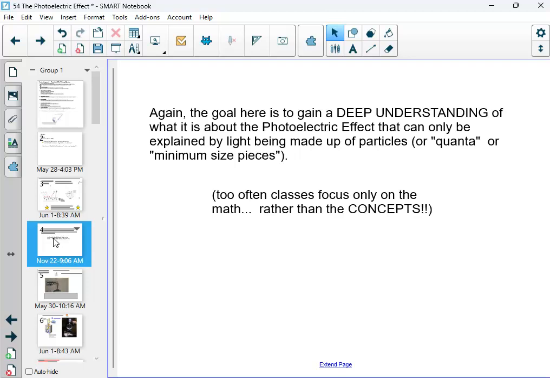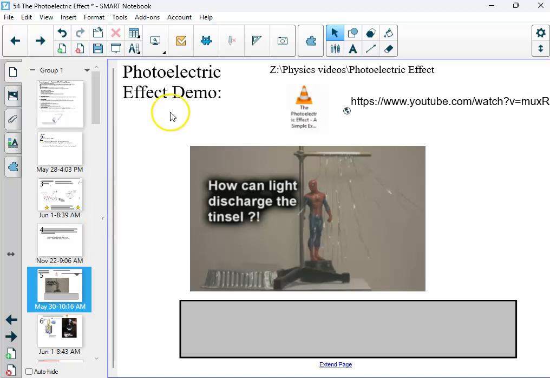Again, our goal is to have a really good understanding of why this photoelectric effect phenomenon can't be explained by wave properties, and that it can only be explained by light being made up of particles. At this stage, we're going to focus a ton on the concepts rather than jumping right to the mathematical calculations. There is one question in the homework that's a mathematical calculation, but it's not the main focus. You'll see as we go.